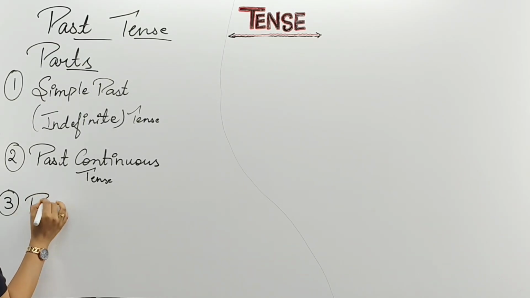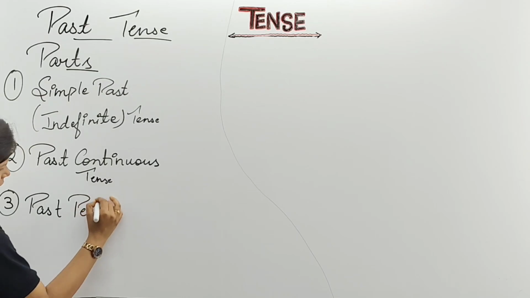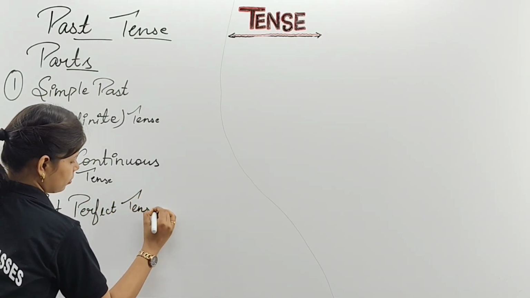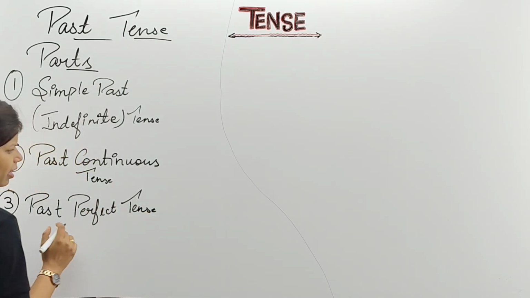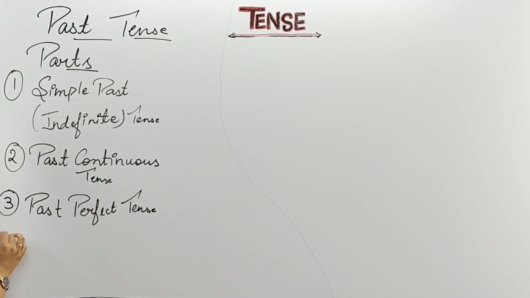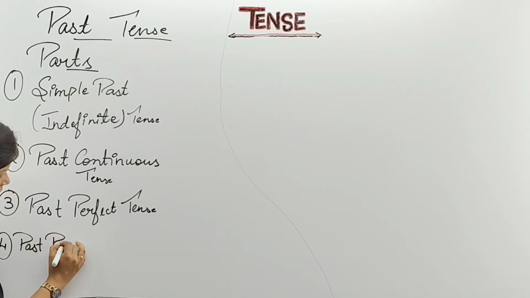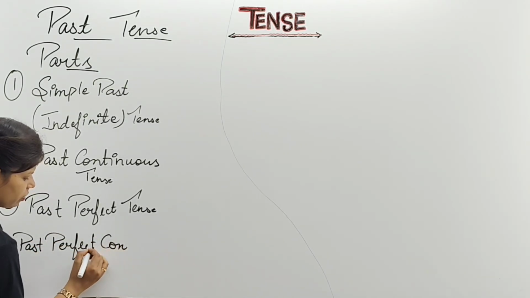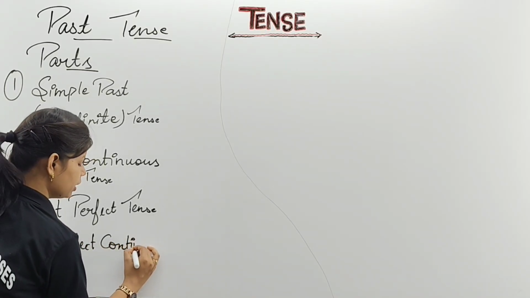perfect, past perfect tense. Clear, no? Past perfect tense, and last is your past perfect continuous tense. What is the last one? Past perfect continuous tense. Children, remember it.